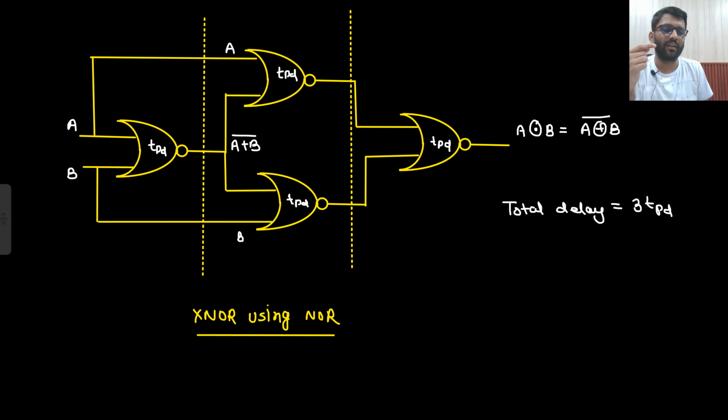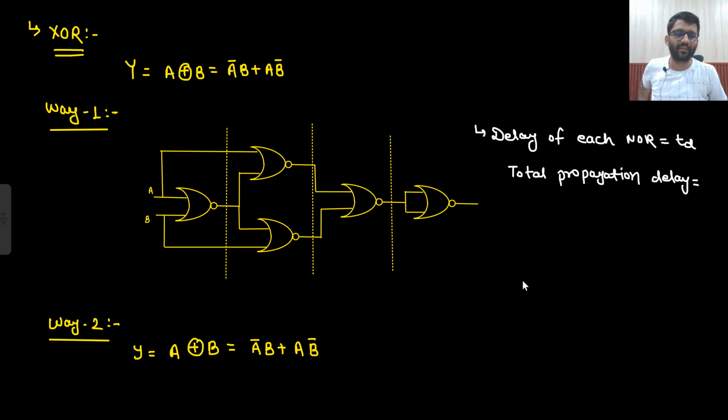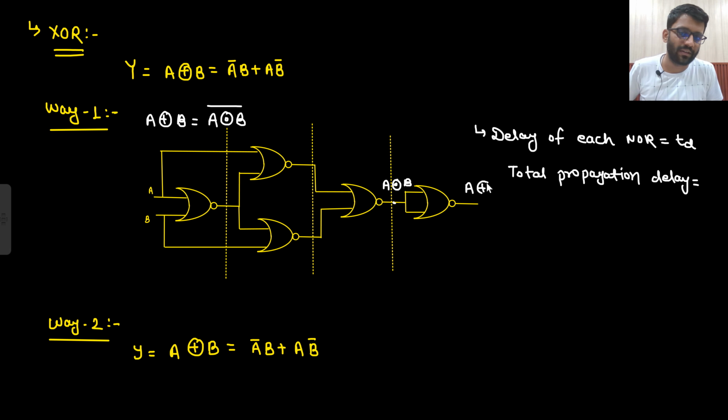So the total delay will be 3 TPD. Now what will I make? Now I will make the XOR gate. This is the way 1. What is the way? Simply the XOR gate. XOR I have already made, so just take the bar. So this is XOR, A XOR B. I will just take the bar here, so this I will get. If this has TPD delay, then the total delay would be 4 TPD. Right? Total delay would be 4 TPD.